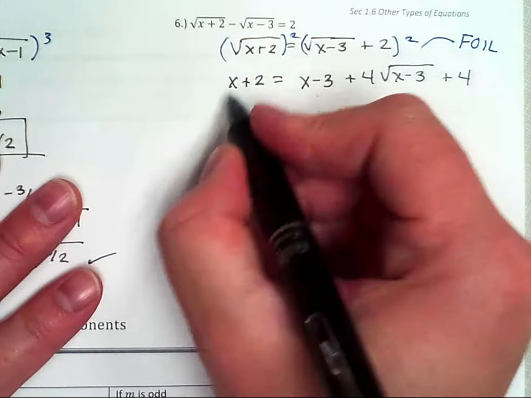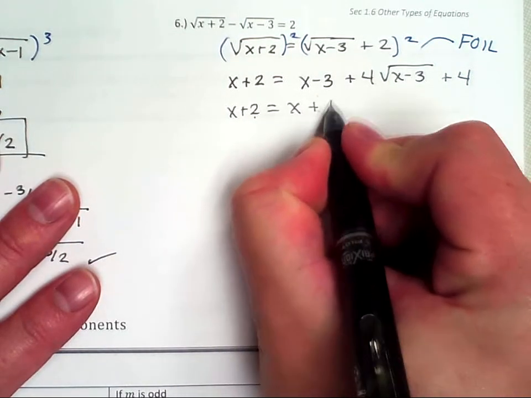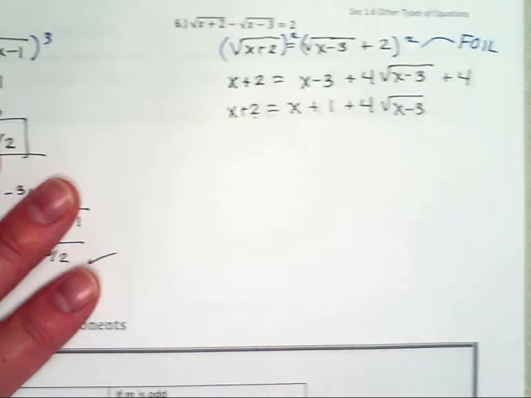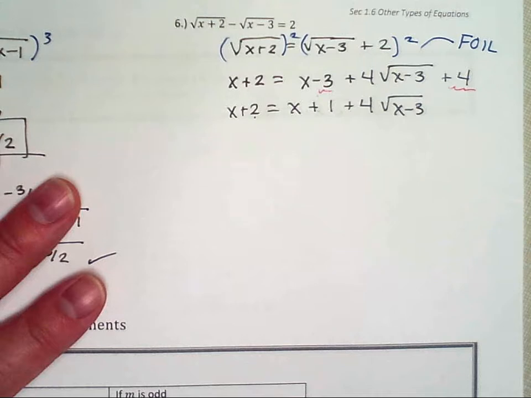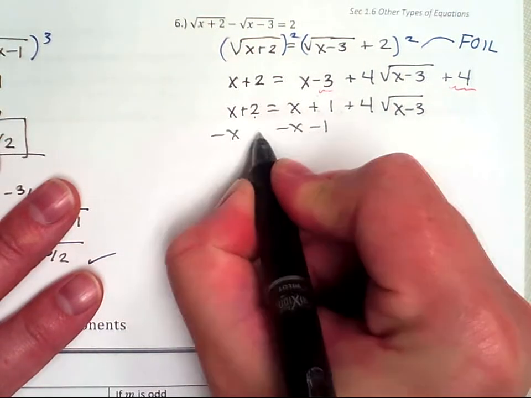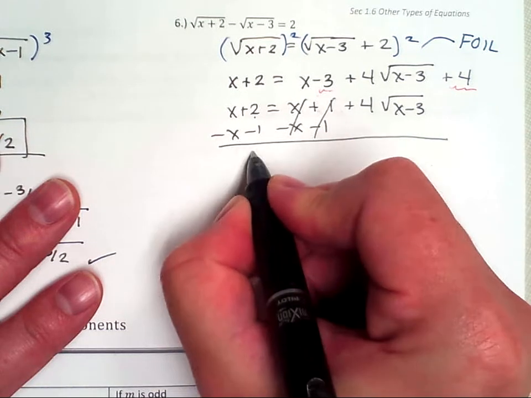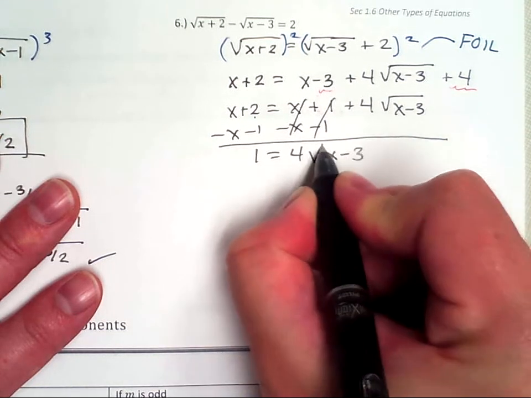Let me... I'll combine my like terms on the right-hand side. And then I'm going to subtract x, subtract 1. And I have 1 equals 4 times the square root of x minus 3.